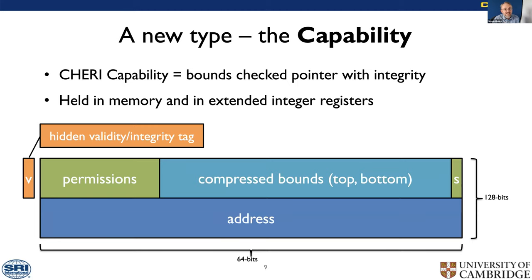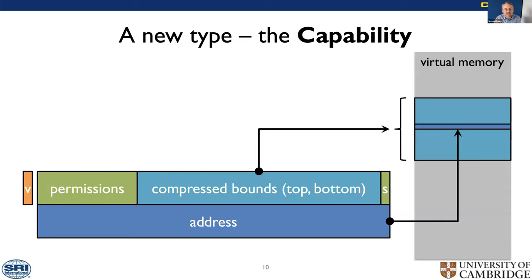The hidden validity tag, actually, it's kind of funny when you start talking to processor architects, they hate this validity tag, but we've demonstrated that it's very easy to support with conventional memory, so more later. The basic idea is that those compressed bounds just indicate what region of memory that address can refer to. And that gives it a very simple low-level mechanism on which we can build many things.